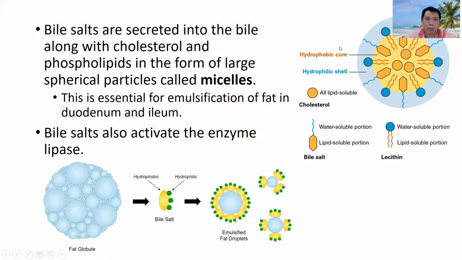So the function of the bile salt is the emulsification of fat in the duodenum and ileum during fat digestion. At the same time, the bile salt also activates the enzyme lipase. So this is a fat globule. With the bile salt, they will emulsify the fat globule into tiny fat droplets, and then these tiny fat droplets will be digested by lipase easily.